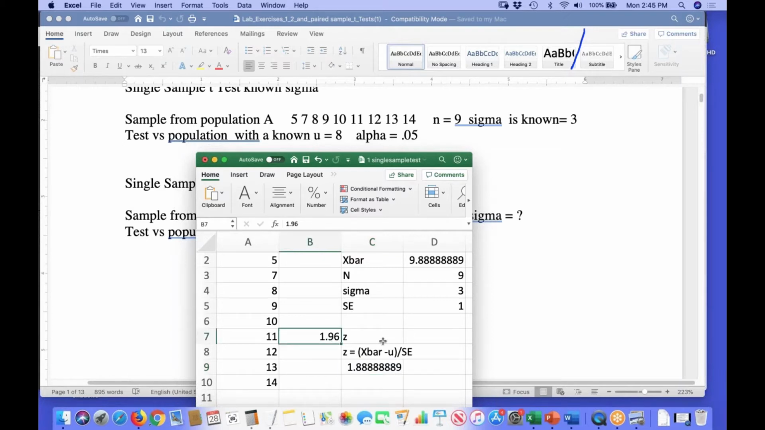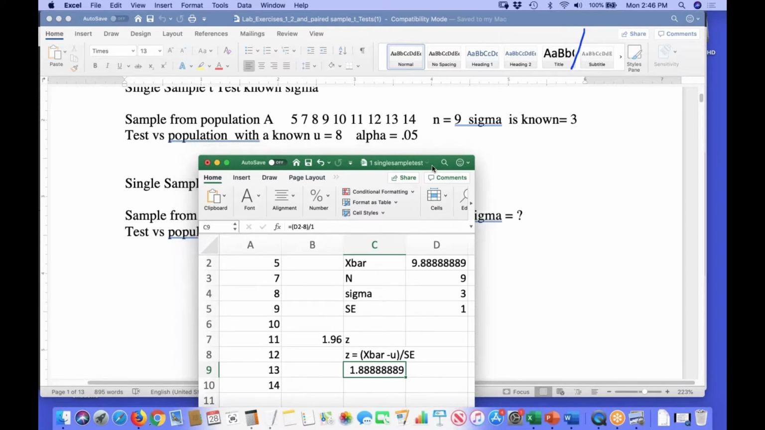My critical value of z was 1.96. So in order to be 95% sure, less than 5% chance of being wrong, I would only reject the null hypothesis if these two values were more than 1.96 standard errors apart. Turns out they're 1.88 standard deviations apart. So I fail to reject my null hypothesis.